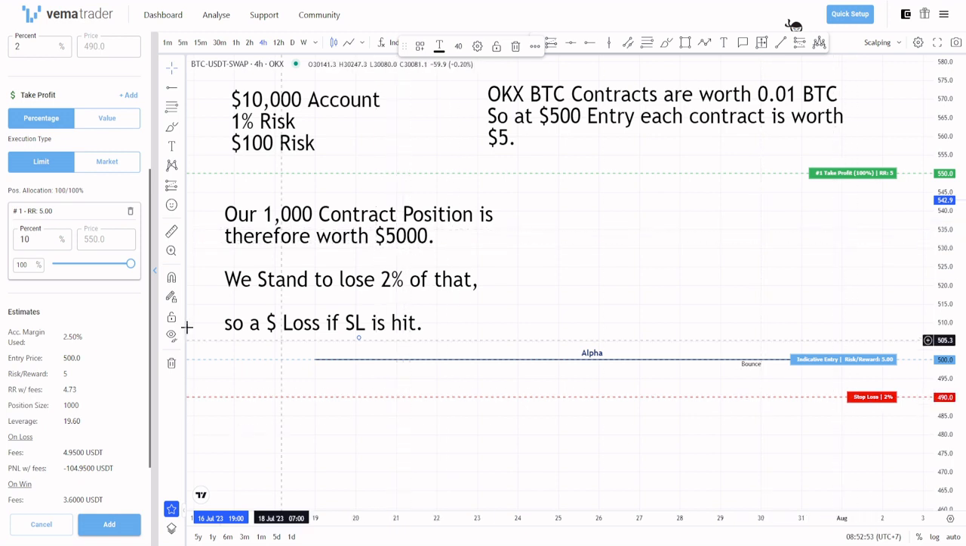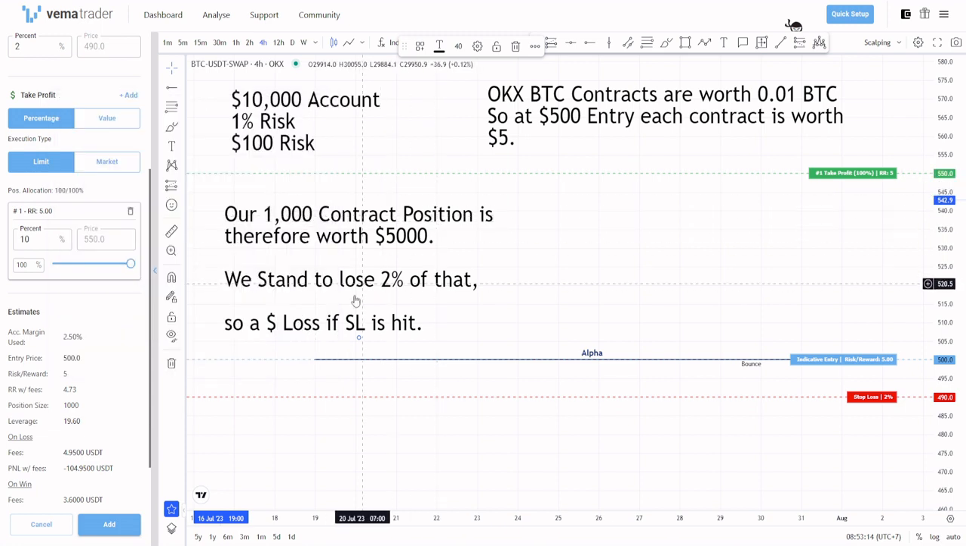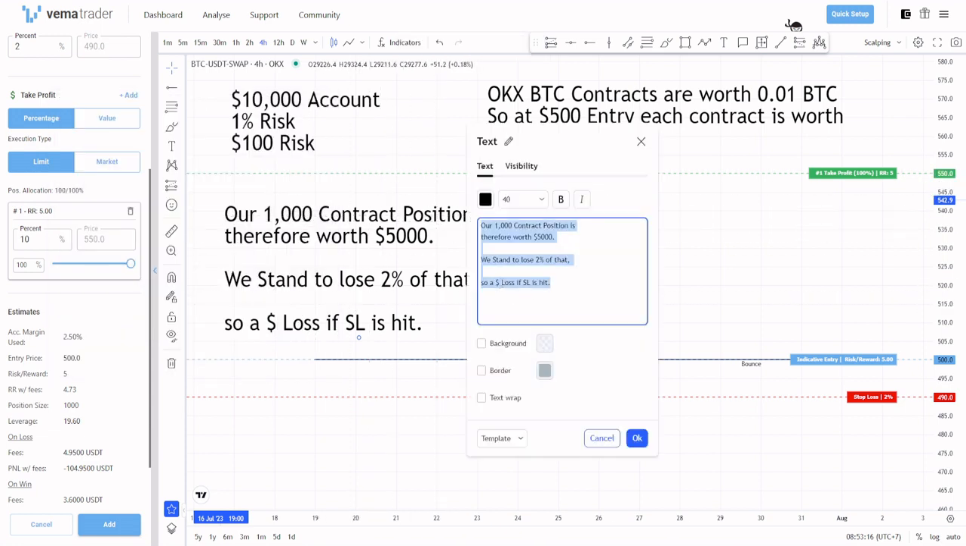Now we know, because our stop loss is 2%, if our stop loss gets hit, we would expect to lose 2% of our position value, which is that $5,000 figure. So I can bring up my calculator, and I've actually already done this. We have $5,000, that's our position value, times 0.02, which is our stop loss expressed as a decimal, gives us a $100 loss. So if our stop loss is hit, we would lose $100.